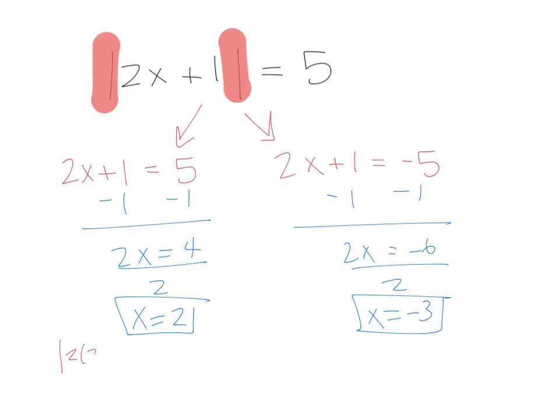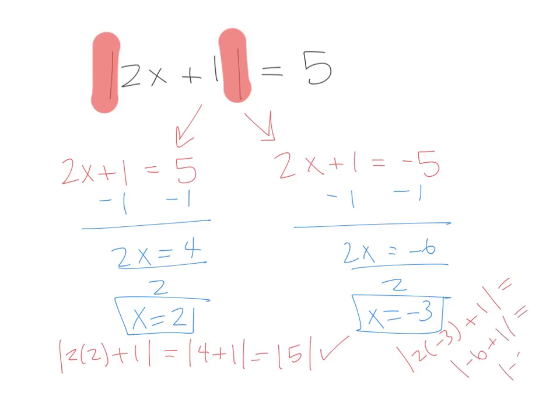Absolute value of 2 times 2 plus 1 is the absolute value of 4 plus 1 is the absolute value of 5, which works. In my next one, the absolute value of 2 times negative 3 plus 1 is the absolute value of negative 6 plus 1, which is the absolute value of negative 5, which is 5.